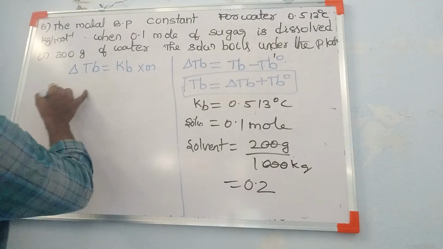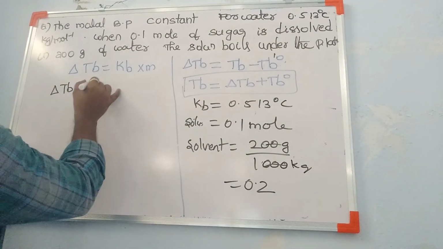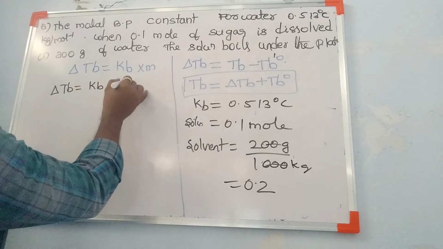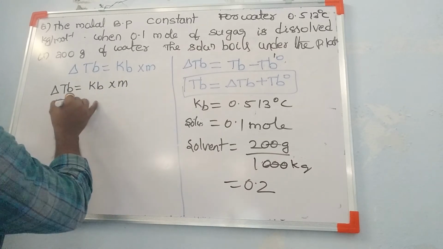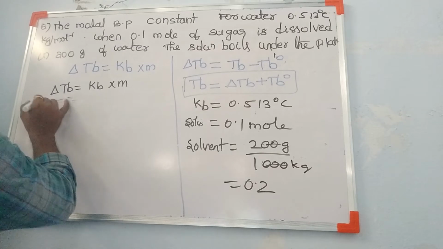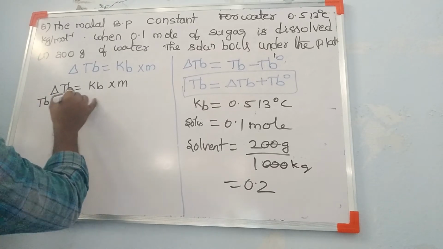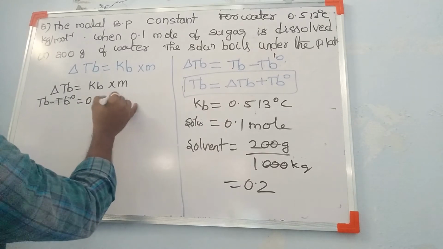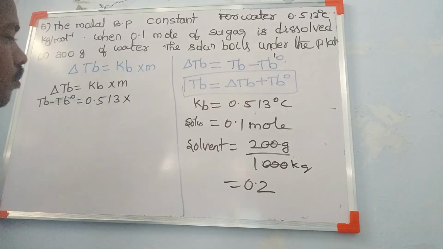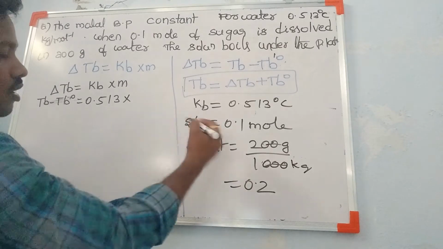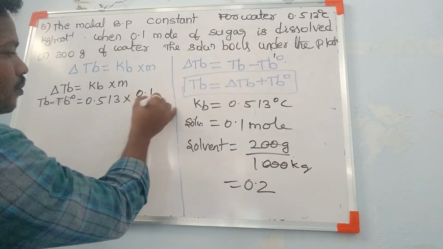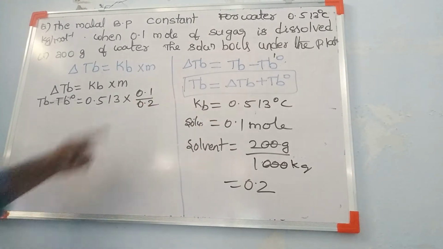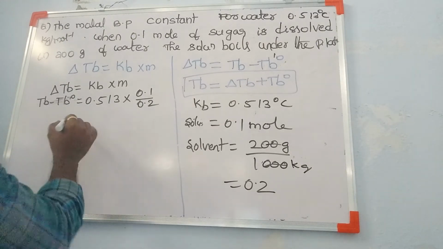Our formula is delta TB equals Kb into molality. For my convenience I am writing delta TB equals Kb, which is 0.513, into molality. Molality is the number of moles of the solute divided by the solvent in kg. How many moles? 0.1 by 0.2. So we can write this as 0.5.